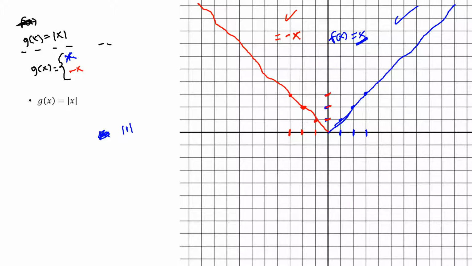So in other words, when x is greater than 0, I'm going to say my function is x. When x is less than or equal to 0, I'm going to say negative x. So in other words, x greater than 0, which is this side, all my positives, I'm going to use the function x. And x less than 0, so all my negatives, this side of the graph, I'm going to use negative x.